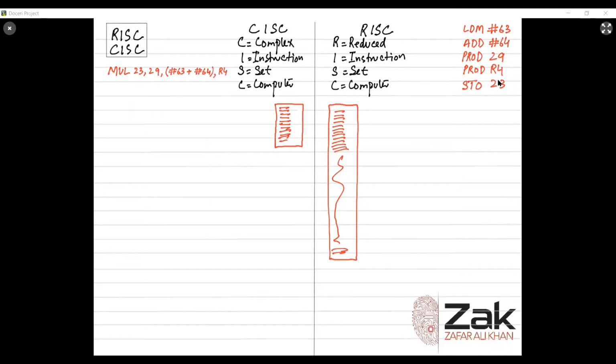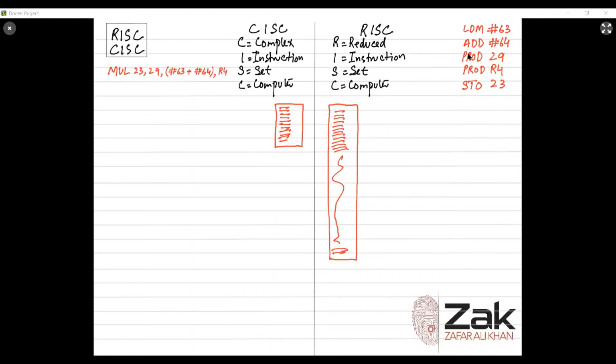Afterwards, whatever the result, let's say R4 is the name of a register. The way we can name memory addresses, we have names of the processor registers as well. So there is a processor register called R4, register 4. The content of register 4 will be multiplied with the content of the accumulator, and whatever the result, that will be stored at location 23.